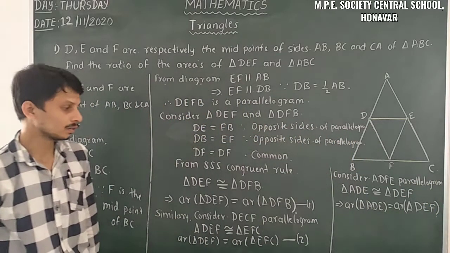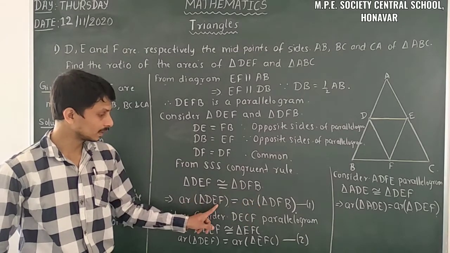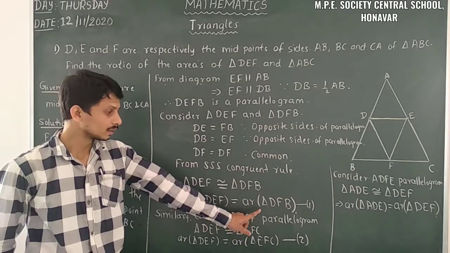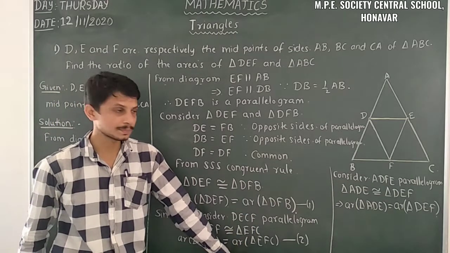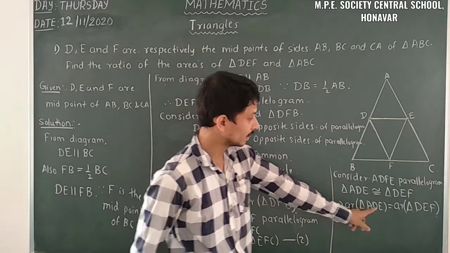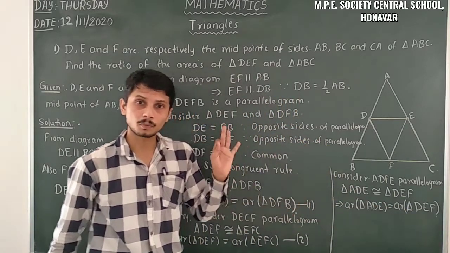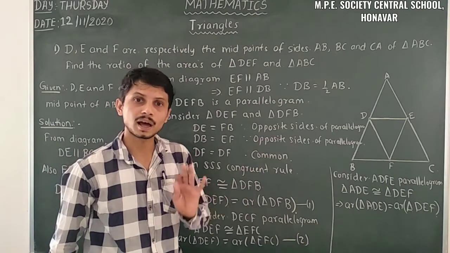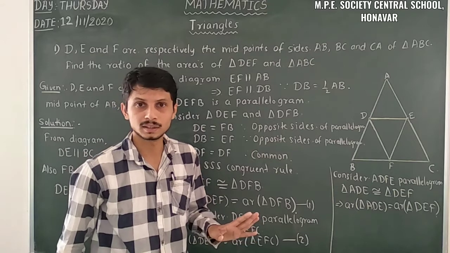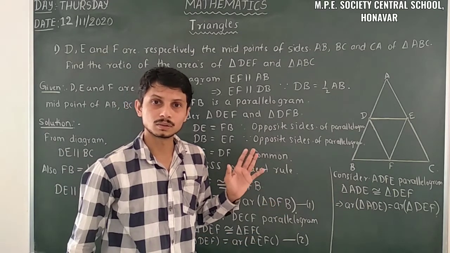So here we have the three equations, that is area of triangle DEF is equal to area of triangle DFB, and area of triangle DEF is equal to area of triangle EFC, and area of triangle ADE is equal to area of triangle DEF. Only in the case of congruent triangles we can consider the area of those two triangles are equal. Otherwise we can't consider the areas of those triangles equal.